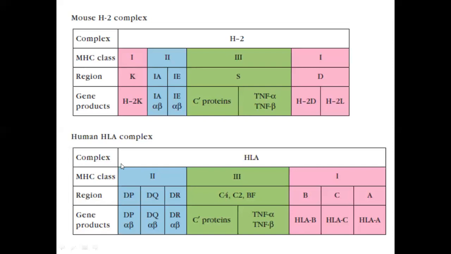But in case of humans, these are the regions: class 2, this is for class 3, and this is for class 1. For class 1, the regions are A, B, C, and for class 2, they are DP, DQ, DR. These are the gene products: DP alpha beta, DQ alpha beta, DR alpha beta. In class 1, it is HLA-A, HLA-B, HLA-C. These are the products of the MHC genes.